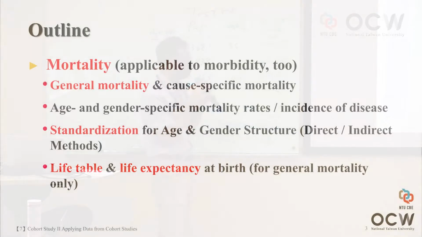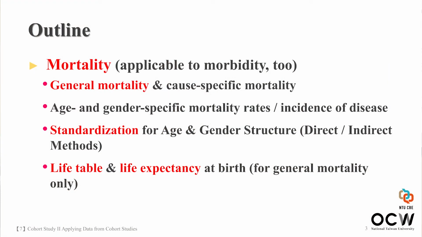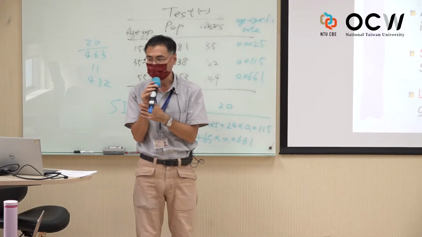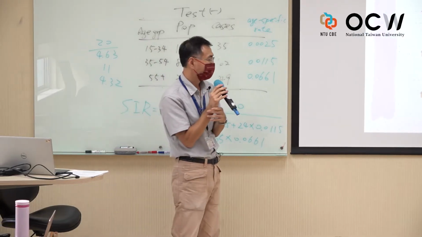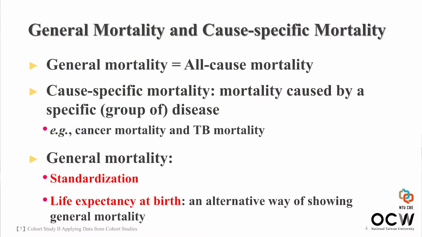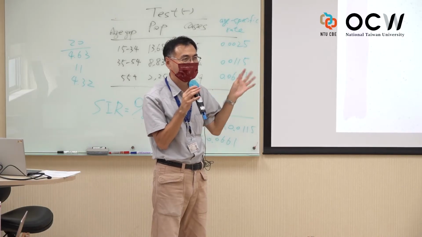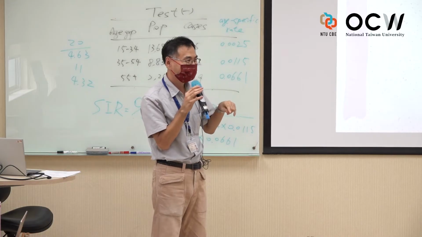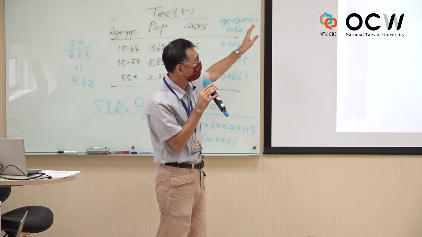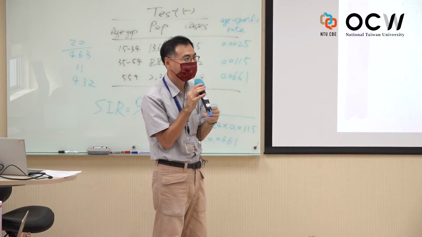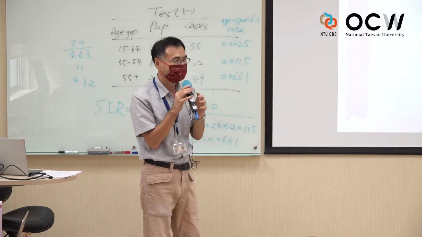Okay. And then I'm going to introduce the method called life table for the generation of life expectancy at birth, which is an indicator specifically developed for general mortality, or all-cause mortality only. General mortality and all-cause mortality mean exactly the same. But if you're writing an article, please unify the terms in your article. Don't use general mortality somewhere and all-cause mortality in other parts. Although they mean the same, don't mix them up in one article.